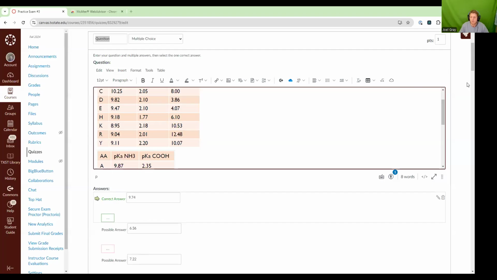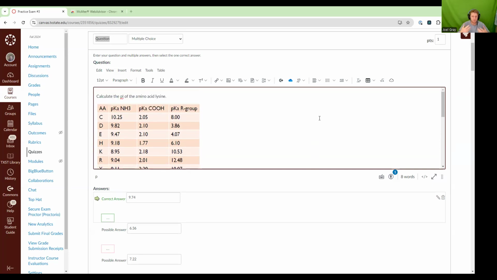Hey everybody. So I'm going to walk through the practice exam, give you a sense of how to answer these questions so that whenever you get to your actual exam, you have a little bit more context and it's a nice little review, or I hope that it's a nice little review. So this first question is calculate the pI of the amino acid lysine.